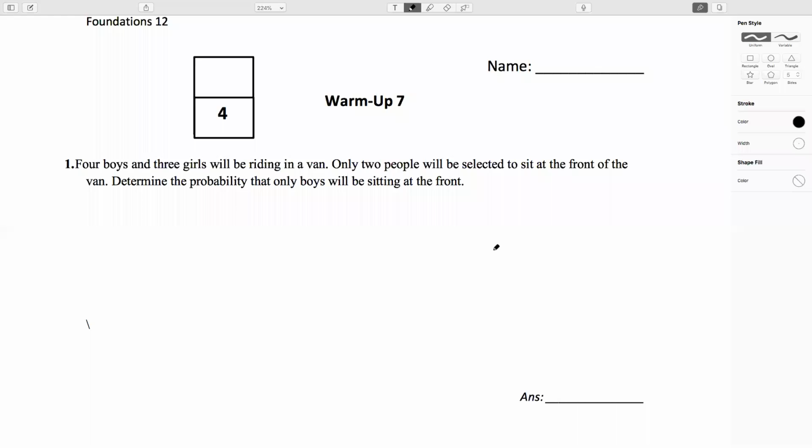So let's read through the first one. 4 boys and 3 girls will be riding in a van. Only 2 people will be selected to sit at the front of the van. Determine the probability that only boys will be sitting at the front. So let's list out what we know. 4 boys and 3 girls. If we join those together, we will have 7 total people. We also know that only 2 people will be selected to sit at the front, and the question wants to know the probability that only boys get selected.